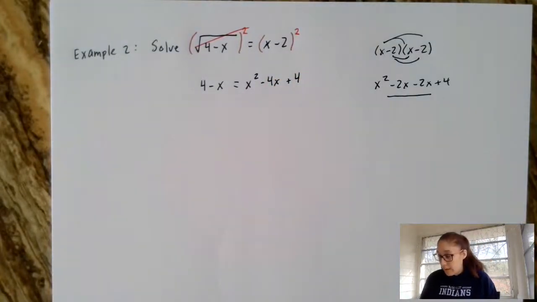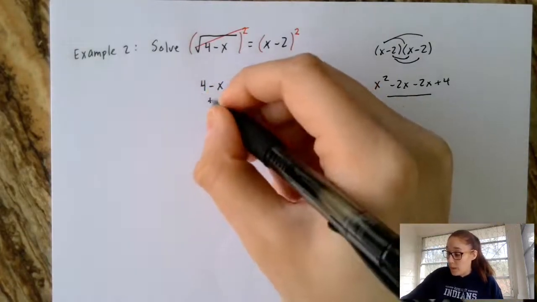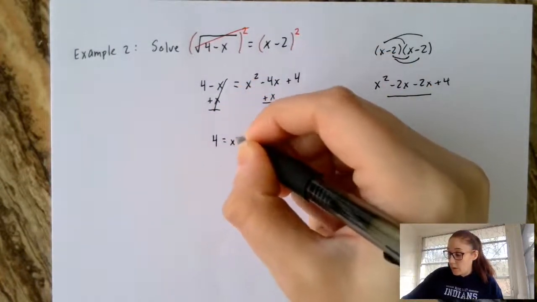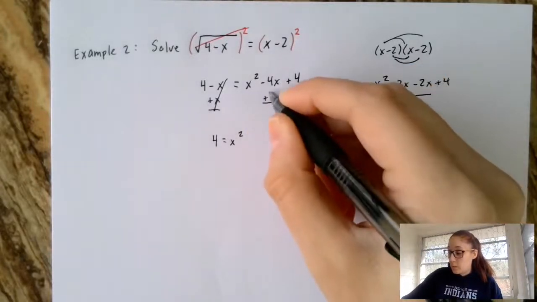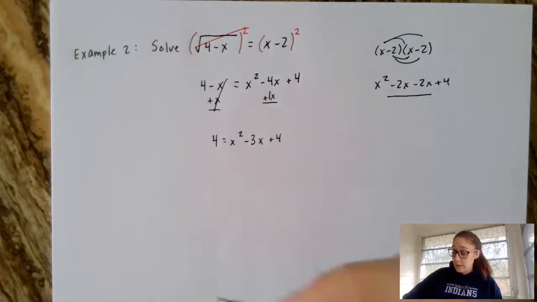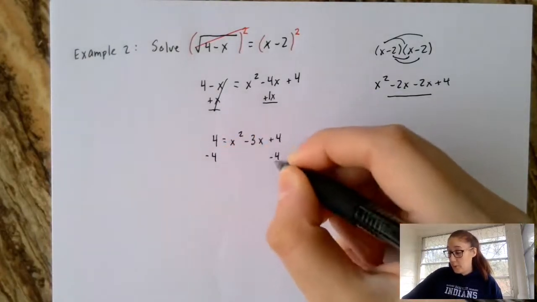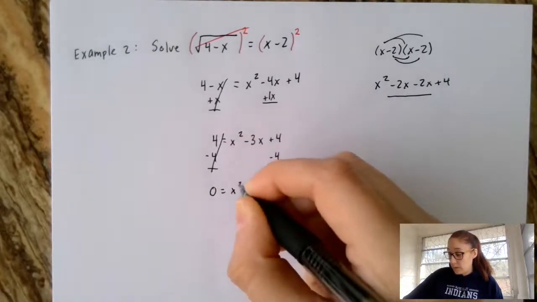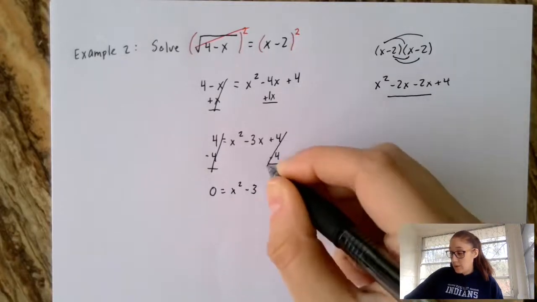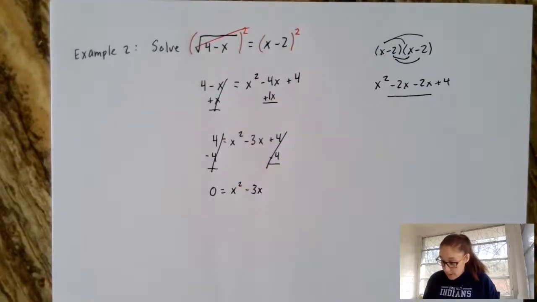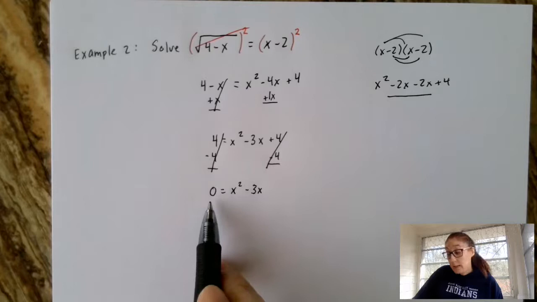Alright, so let's go ahead and just start combining more like terms. I'm going to do plus x. So I have 4 equals x squared, negative 4 plus 1 is negative 3. Alright, and then I can do minus 4 on both sides. I want everything on one side. So now I have 0 equals x squared minus 3x, and those actually canceled out on the right side as well. Okay, so the reason that I want everything set to 0 is because now I want to factor.